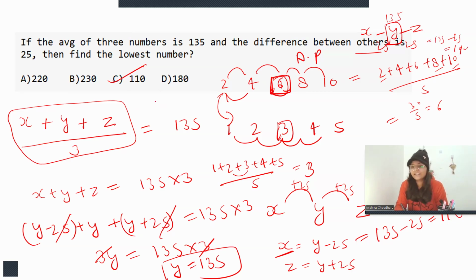How easy it is. When you know the concept, in 2 or 3 seconds you can find the answer because you will directly see that okay, this is AP X, Y, Z and the difference is 25, 25. Average value is given 135. Let's minus it and 110 will be the answer, right? So how easy it is. First I explained the concept, then I told you the shortcut trick. In exams you have to use the shortcut trick so that you can save your time, right? I hope it is clear to you.